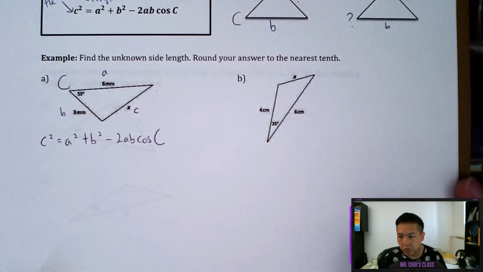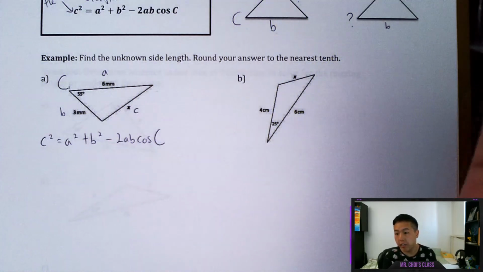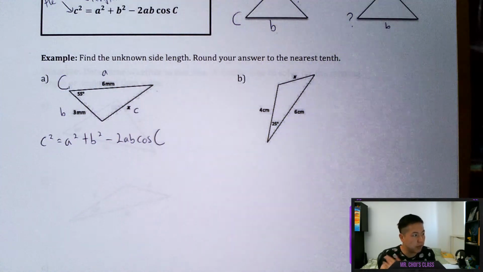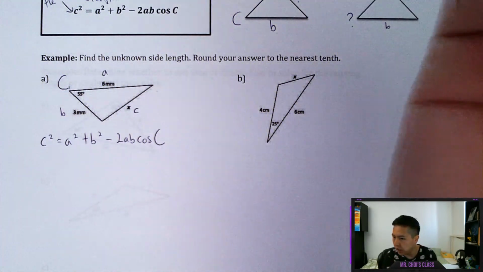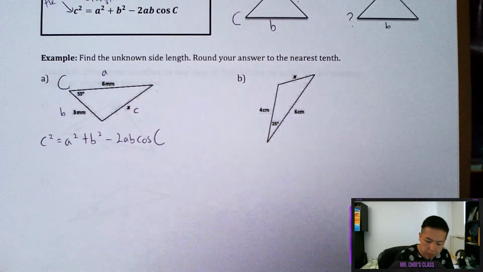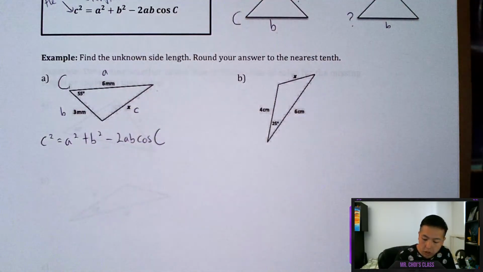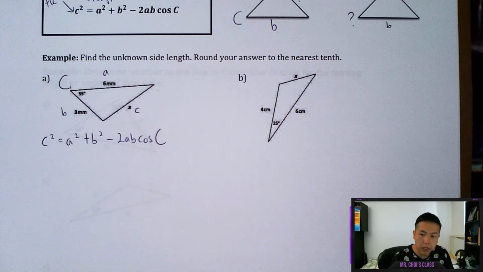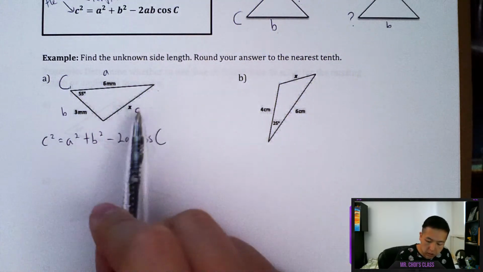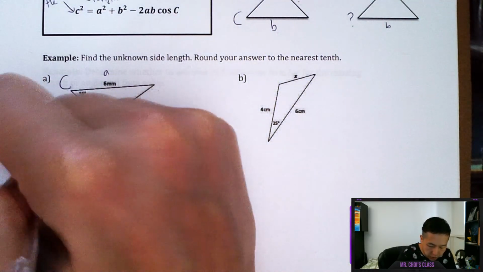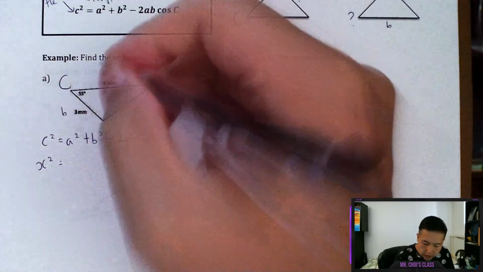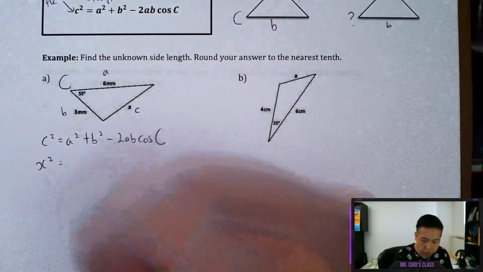And make sure you are using brackets for any values that you are substituting, except the angle value. The angle value doesn't need brackets. Okay? So when we plug this all in, we're going to plug everything in. Small c is our x, so x squared. A is 6, so we're going to plug in 6 squared.